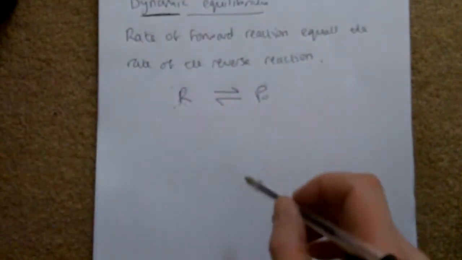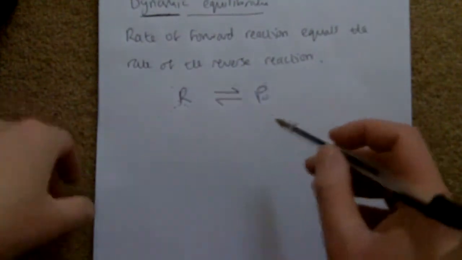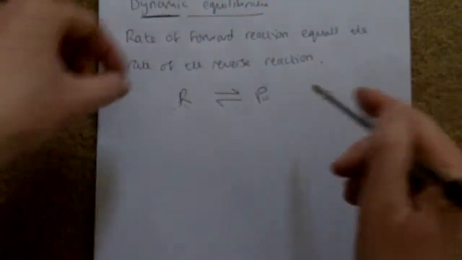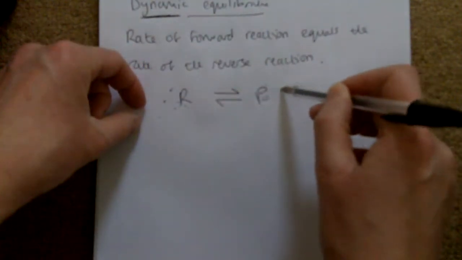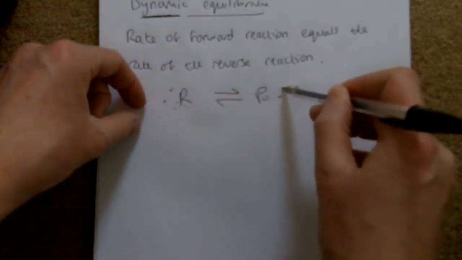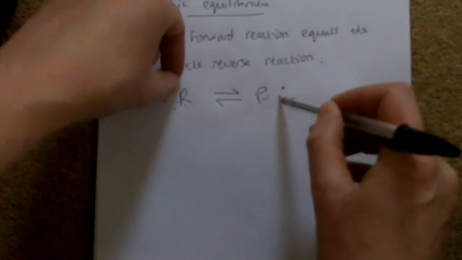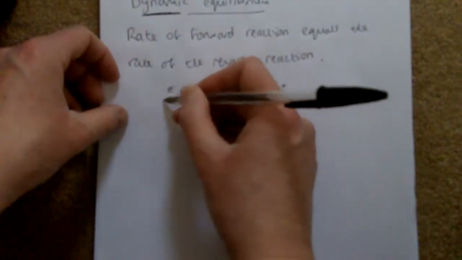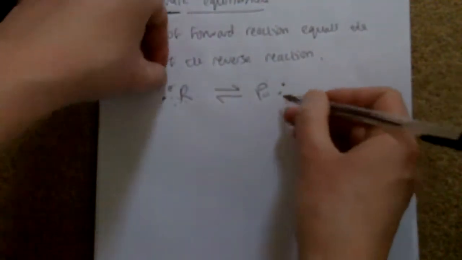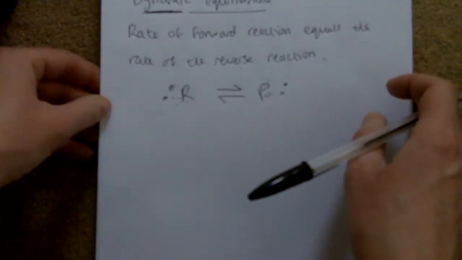Okay, so it appears that nothing is changing, because if you had, say, 3 things here and you had 2 things here, and then it's going at exactly the same rate, you will always have 3 things here and 2 things there. The rate is the same, it's equal. Okay, so it appears that nothing is changing.